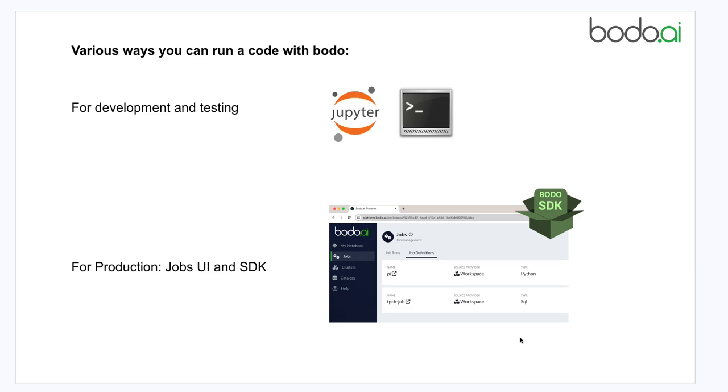In the following videos, you will see how you can use Bodo for production, which we call jobs. First, you will see what the job UI, the user interface, looks like. What is a job definition? What is a job run?